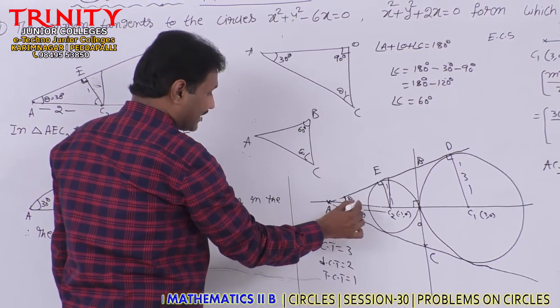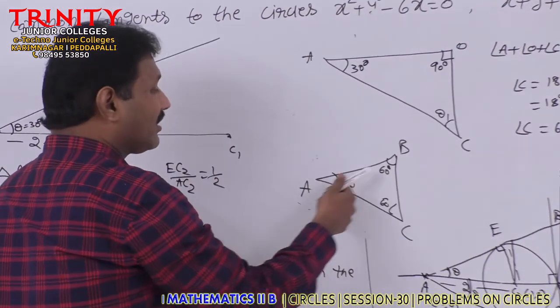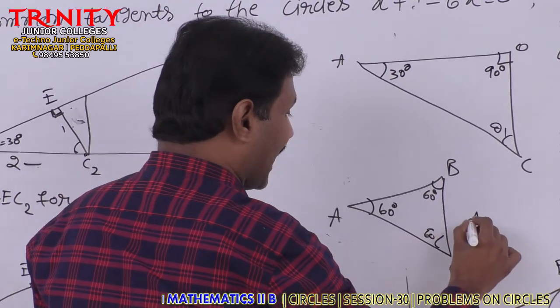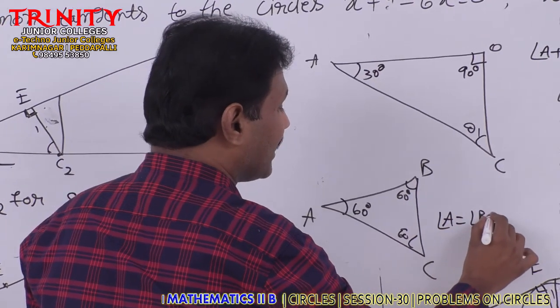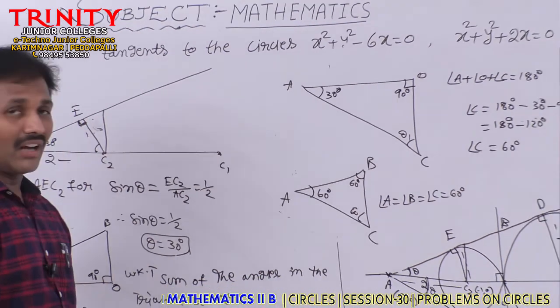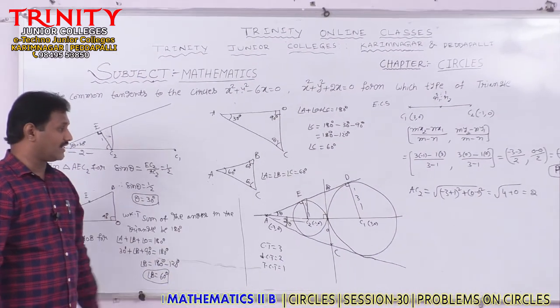This part is 30, this part is 30. Total angle A is 60 degrees. All the angles of the triangle are equal. Therefore, angle A equals angle B equals angle C, that is equal to 60 degrees. All the angles of the triangle are equal. The given triangle forms an equilateral triangle.